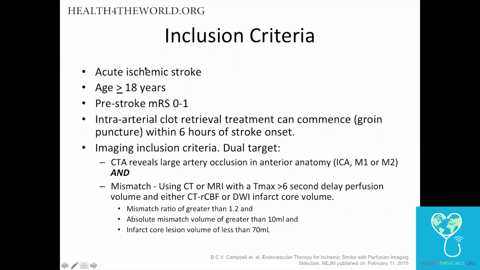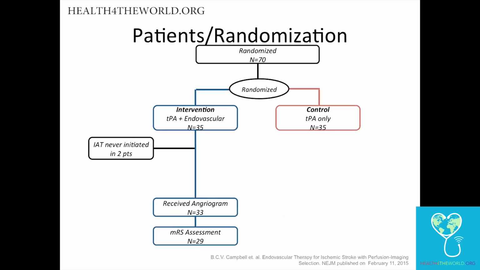Again, you can see here that the imaging criteria look relatively similar, except when you get to the imaging, which is not only do they have to have a higher ASPECTS score and obviously CTA revealing an anterior circulation occlusion, but you also have to have a significant amount of mismatch based off of the Tmax, greater than 6-second delay in terms of perfusion. What you're looking for is a mismatch ratio of greater than 1.2, and then an absolute mismatch volume of greater than 10, or an infarct core less than 70. This is important because these types of imaging criteria are going to be used for subsequent studies, such as the DEFUSE trial, which we'll talk about toward the very end of the presentation.